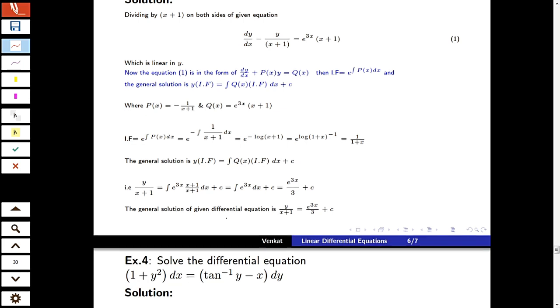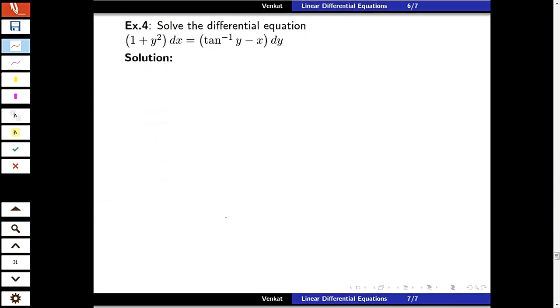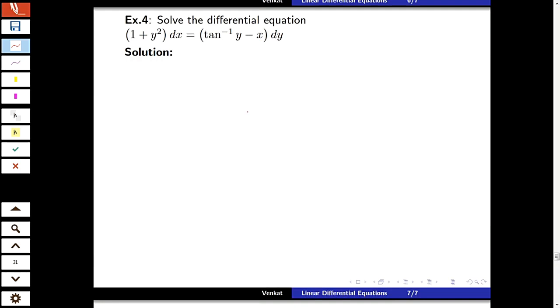Come to the next example 4. Solve the differential equation. Here y square term is there and x term appears linearly, so we'll get linear in x. Try to write dx by dy. If dx by dy is on the left hand side, take the other term to the left hand side. We get tan inverse y minus x.